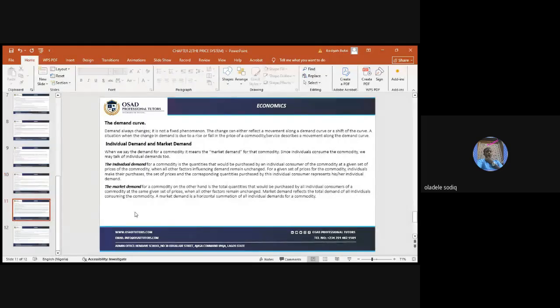Then the next thing we have is the demand curve. So how many types of demand have we mentioned all together now? We have just one slide to go. Let's mention them. Clifford mentioned one. Types of demand.